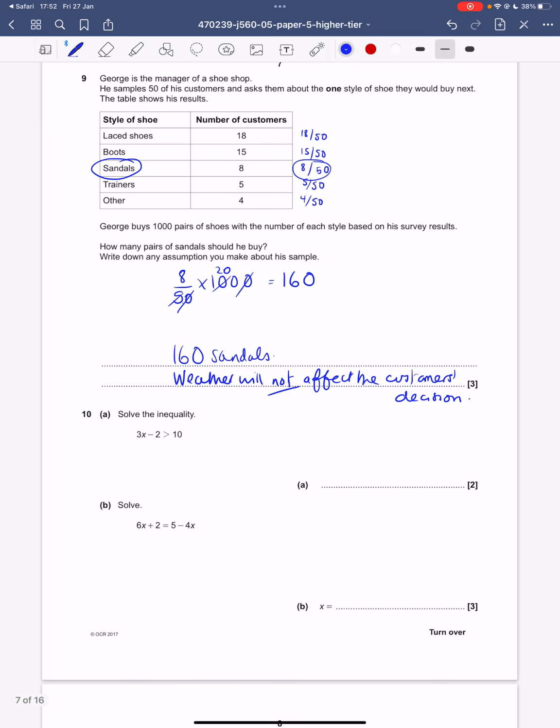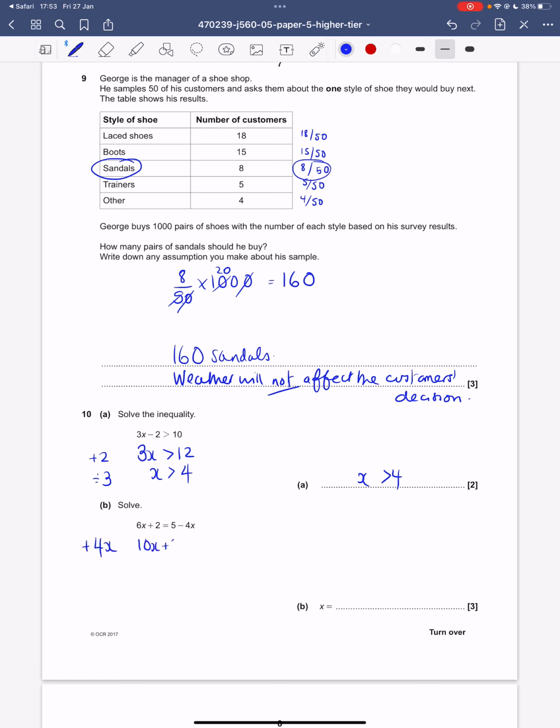Right, to solve the inequality, let's add 2 to each side. 3x is greater than 12. Let's divide both sides by 3. So it's 4. Add 2 to each side first of all. Divide both sides by 3. x is greater than 4. And the inequality sign stays in the same direction. If we multiply or divide both sides by a negative number, which we haven't, then you'd have to reverse the inequality, but we didn't.